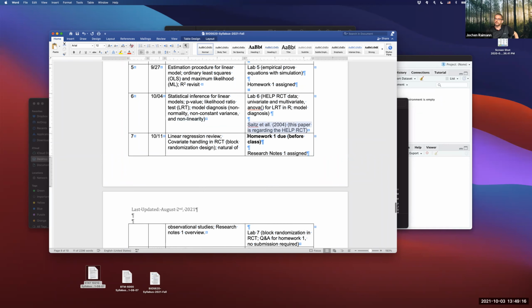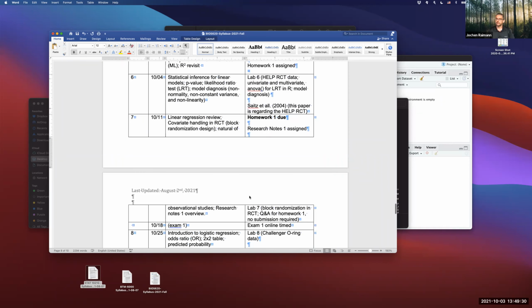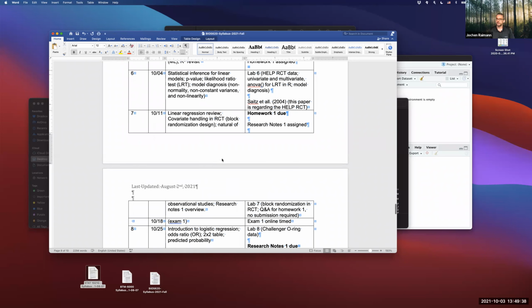Then please remember that next week homework 1 is due. So this is before class, you can ignore. So the deadline is essentially on 10/11. And research notes will be assigned. And we will continue the conversation next week about linear regression, covariate handling in RCTs.